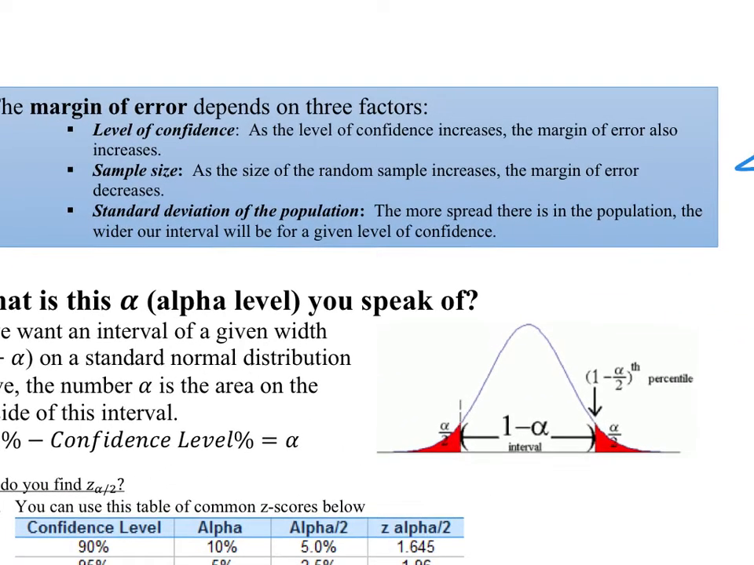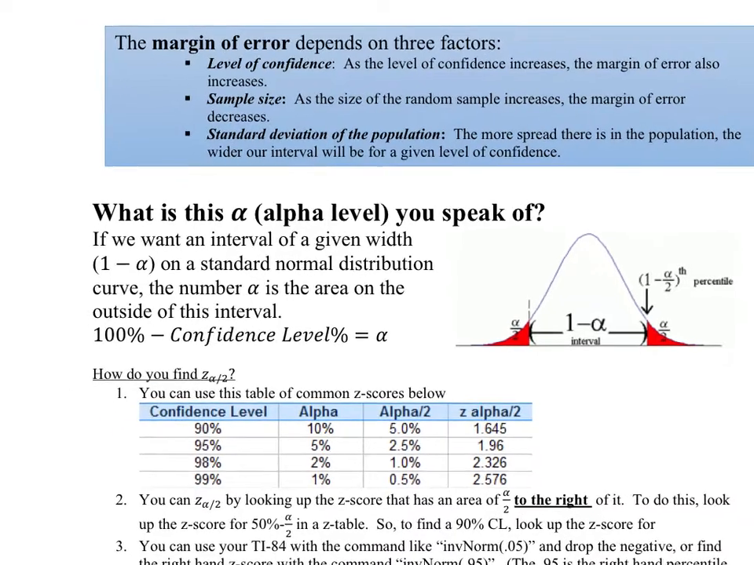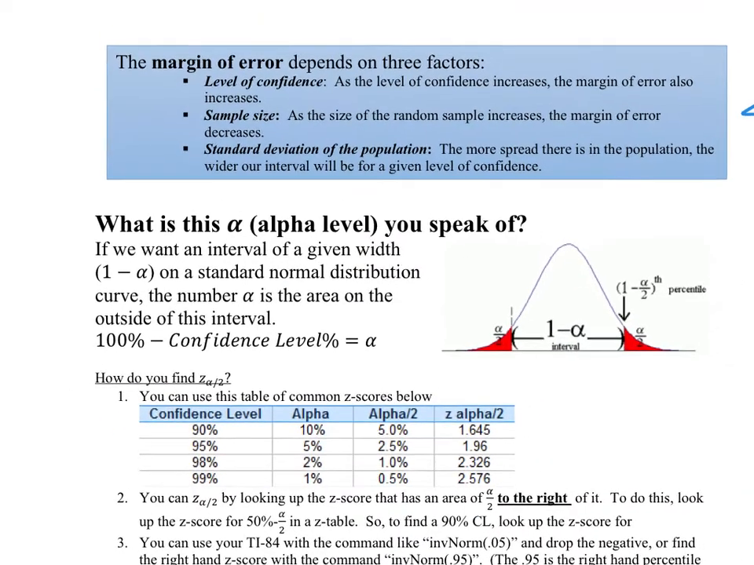All right, if we have a bigger sample size, then the margin of error decreases because our estimate will be better. If the standard deviation is more spread out, then we'll need a wider interval for our level of confidence. If the numbers in the data are more spread out, because that means a higher standard deviation, then we'll need a wider interval.